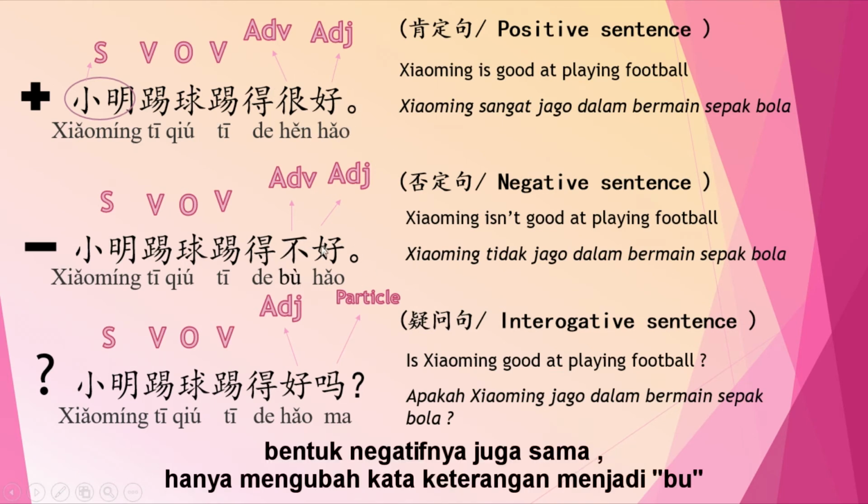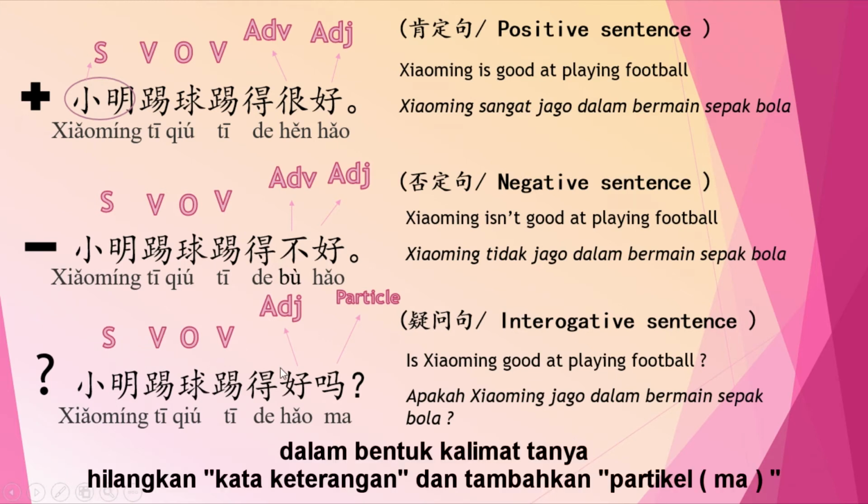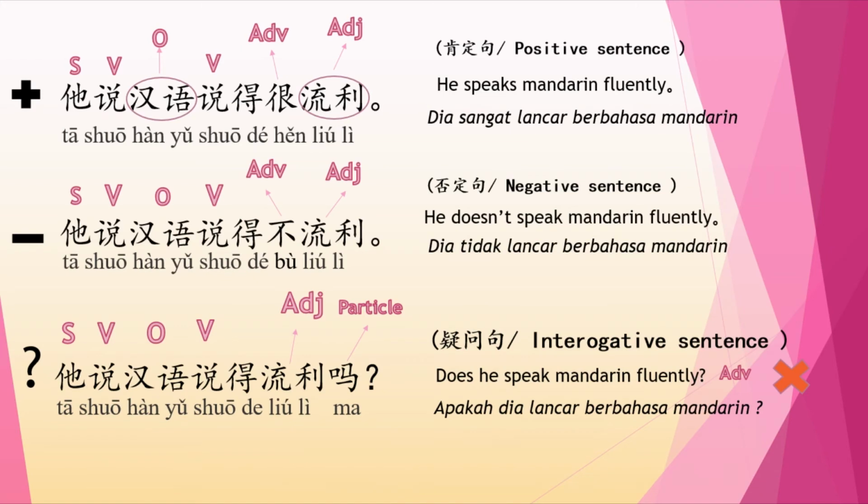The negative form is also the same. Just change the adverb into 不, and then for the interrogative form, you just have to omit the adverb and then put the particle ma. The last example is also the same.